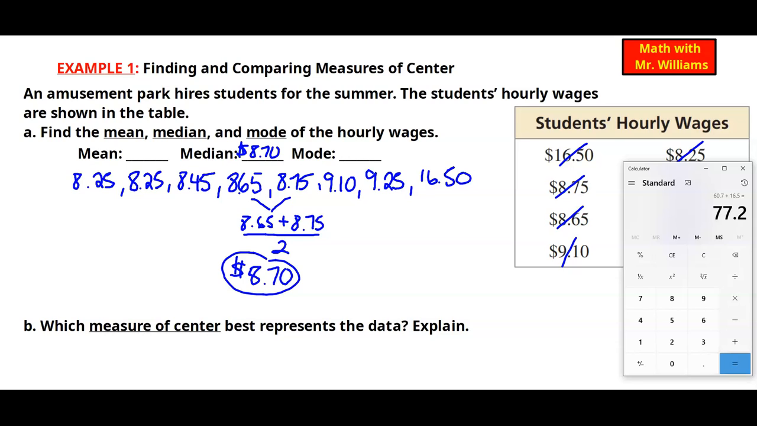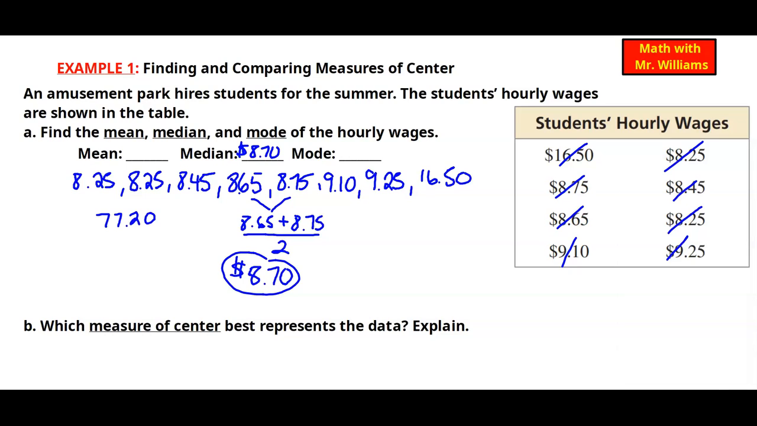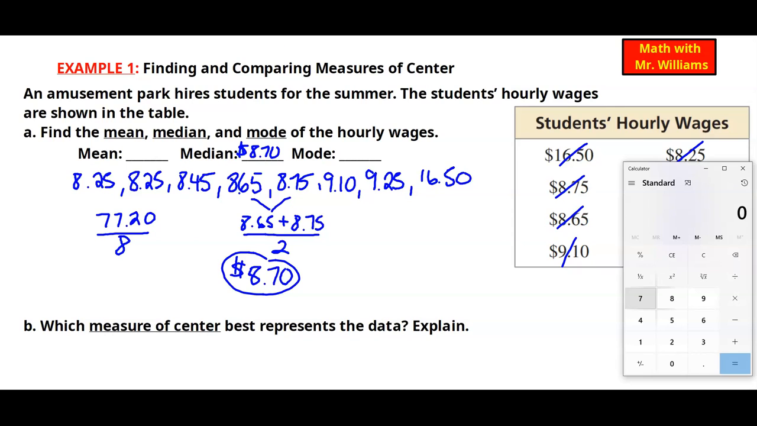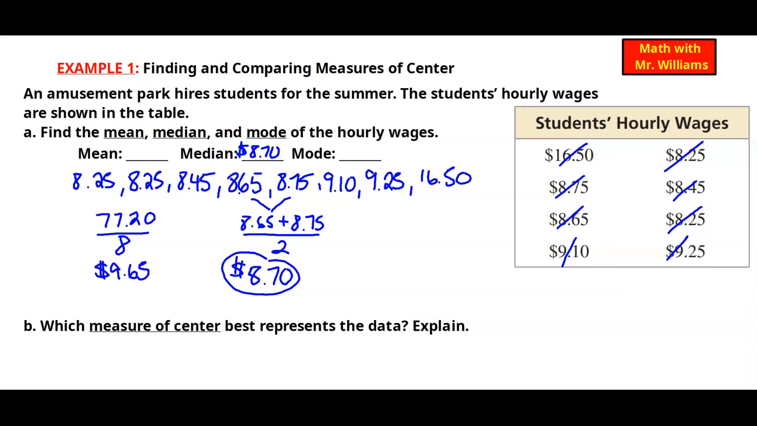All right, that gives us a grand total of $77.20. And now we need to divide that by 8. Let's go to our calculator again. So we have $77.20 divided by 8, which gives us $9.65 for our mean.